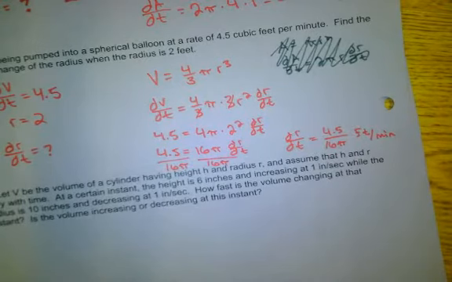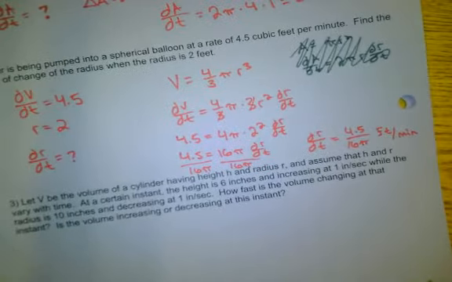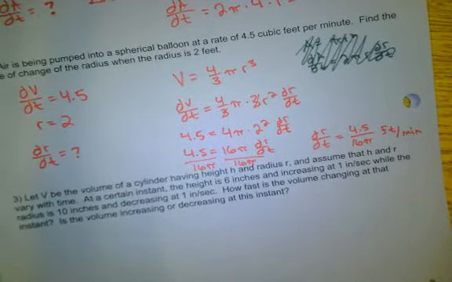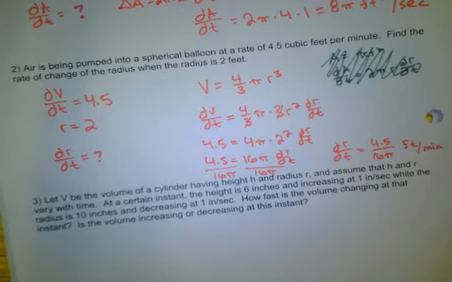So it looks like we have a cylinder here. Let V be the volume of the cylinder having a height h, radius r, and assume that the h and r vary with time. At a certain instant, the height is 6 and increasing at 1 inch per second, while the radius is 10 inches, decreasing at 1 inch per second. How fast is the volume changing at that instant? Is it increasing or decreasing?